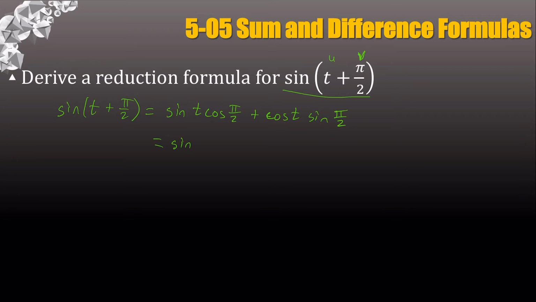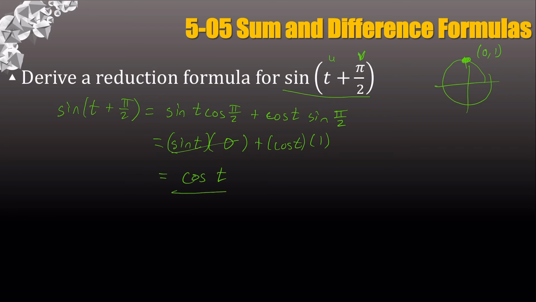Okay, but wait, what is cosine of pi over 2? Well, on the unit circle, pi over 2 is on the top. That point is 0, 1. Cosine is the x, so that would be 0. Sine of pi over 2 is y, so that's the 1. All right, so that's 0, and we have cosine of t times 1. So it appears to be cosine of t.